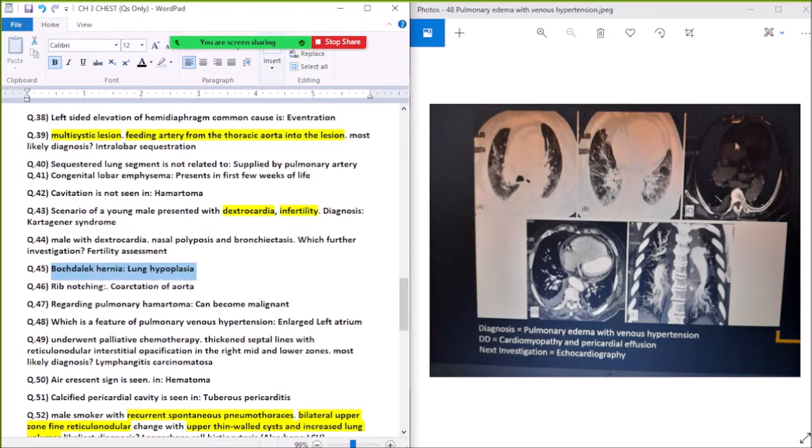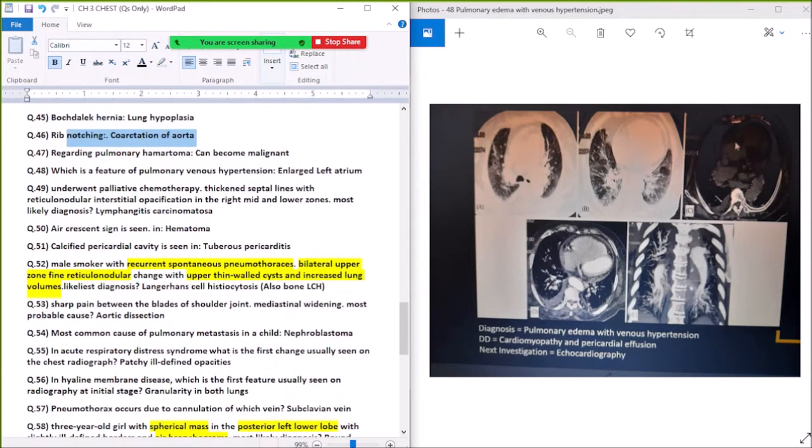Question 45. Diaphragmatic hernia causes lung hypoplasia. Question 46. Rib notching is seen in coarctation of the aorta. Question 47. Recurrent pulmonary hematoma can become malignant.